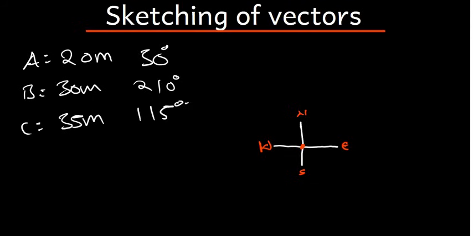So the first vector is supposed to start from there all the way to 30 degrees. So I know that 30 degrees is nearer east than north. So I'm going to put it here. Say that is going to be 20, so I can put just like this. Now at the end there, I'm going to put an arrow. So I'm going to say that that is my vector A, which is at 20 meters.